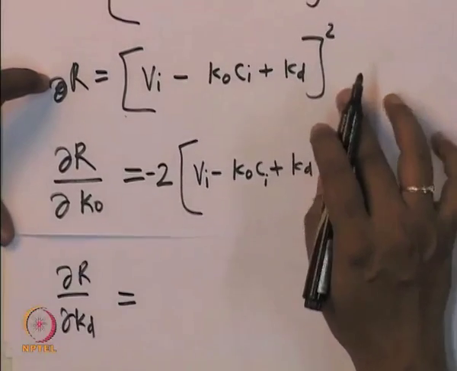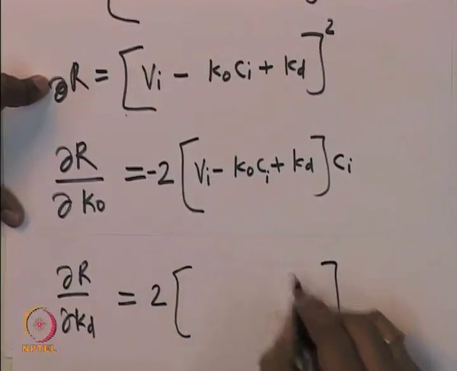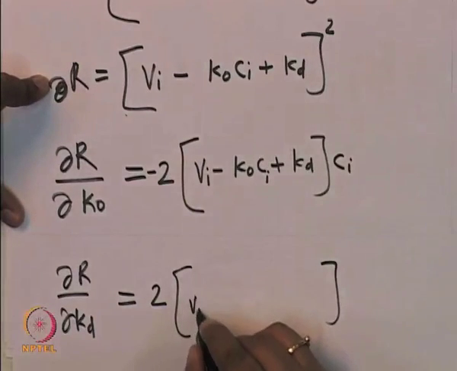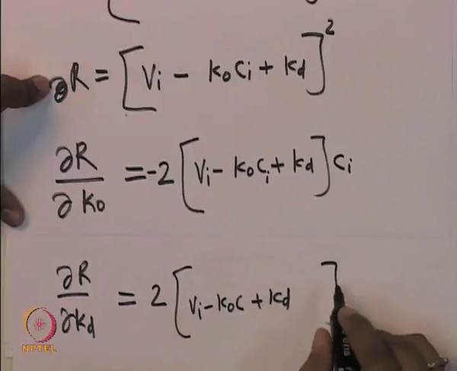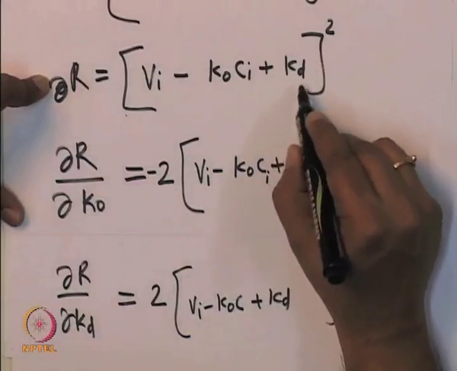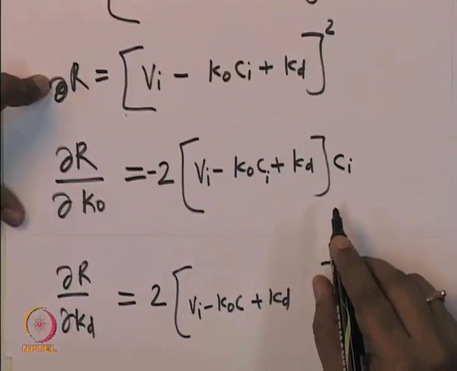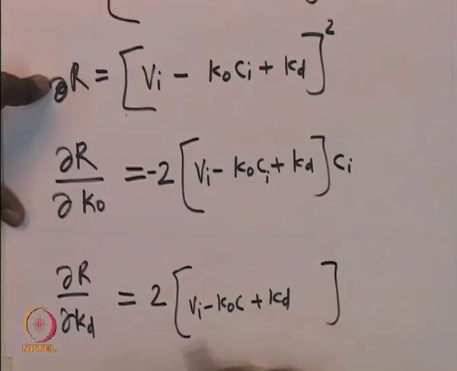In the same way, there is 2 times this function, which is V I minus K 0 C I plus K D, and that is it. K D is a constant, so the derivative of K D is 1. So it is only a matter of just 1. So this is what it is.